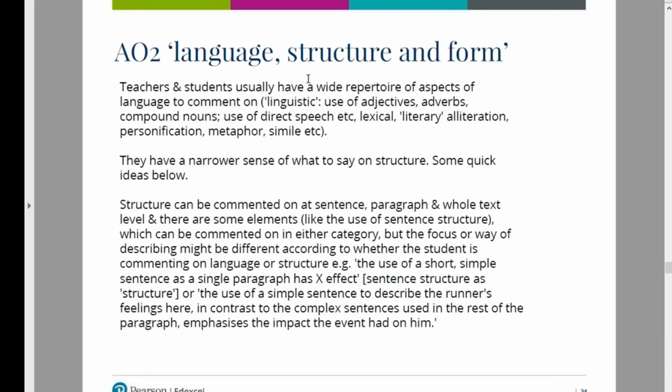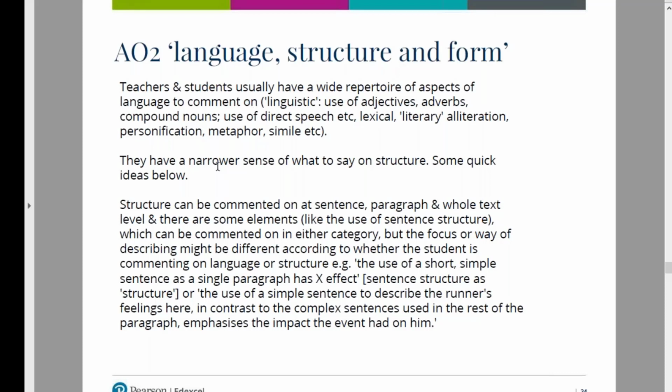Structure and form are not always easy to distinguish, and they don't necessarily need to write about all three of these separately, i.e. in their plan, make a note of, oh, these are my language points, these are my structure points, and these are my form points. There won't always be separate structure and form points.